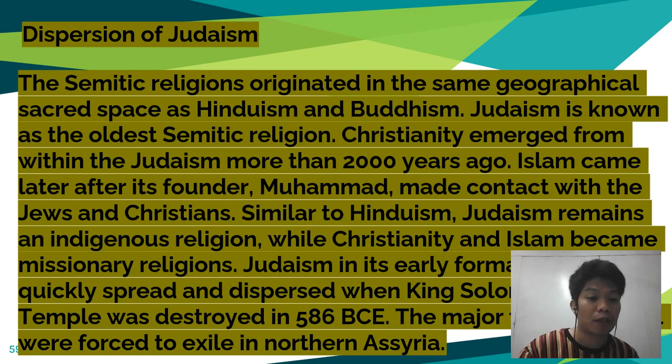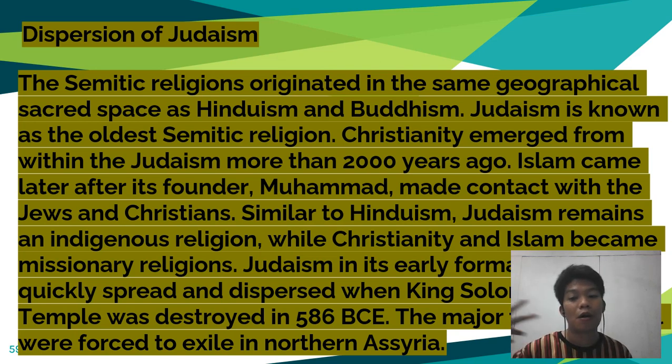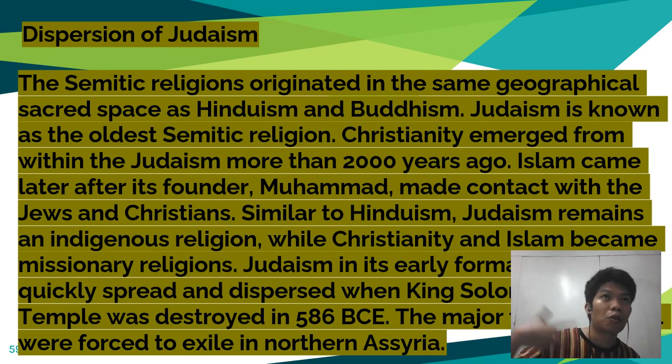Christianity emerged from within Judaism more than 2,000 years ago. Islam came later after its founder Muhammad made contact with the Jews and Christians. Similar to Hinduism, Judaism remains an indigenous religion while Christianity and Islam became missionary religions. That's the difference between Judaism and Christianity and Islam, because Judaism is not aggressive in spreading their religion. Mostly Judaism is only practiced by the Jews, while Christianity and Islam spread out to other people, to other races.